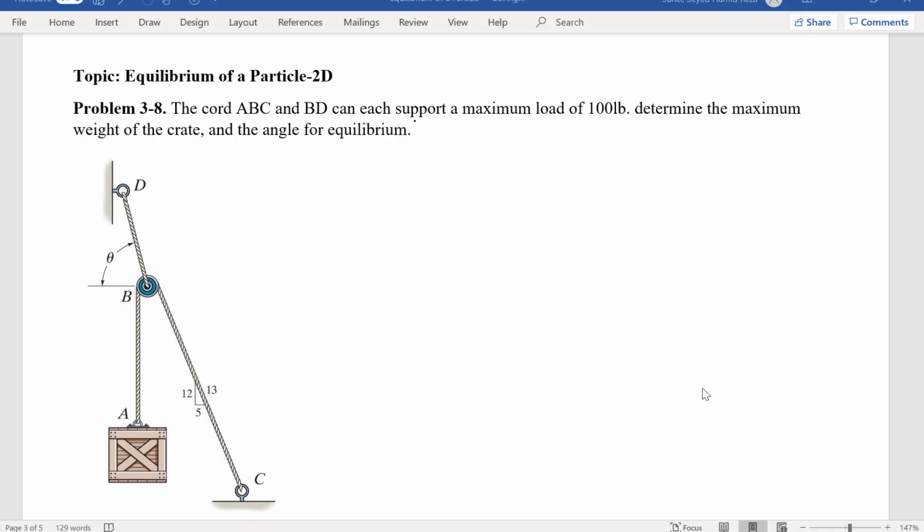Hello everyone, today we are going to solve problem 8 of chapter 3. The cords ABC and BD can each support a maximum load of 100 pounds. Determine the maximum weight of the crate and the angle for equilibrium.